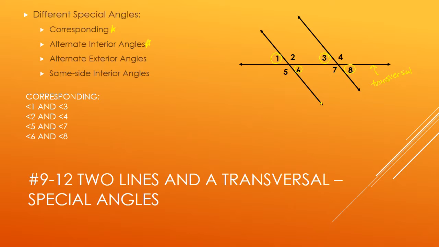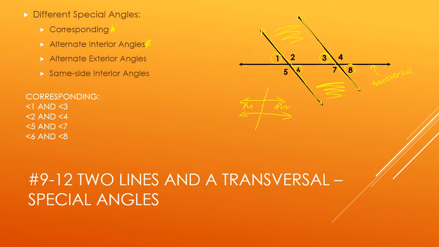Okay, so what we're talking about is interior, is between the two lines. Not the transversal, but between the two lines. We have two lines here, and interior means in between. All this right here, this is interior. And then alternate means they're on the alternate sides of the transversal. If we flip this upside down like this, it's still on the interior and on alternate sides of the transversal.